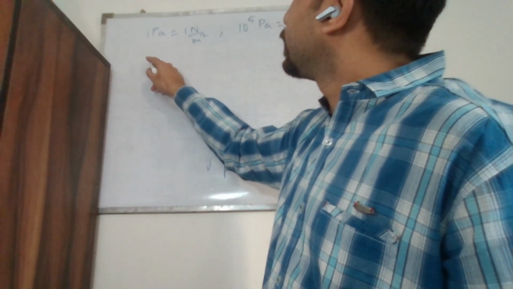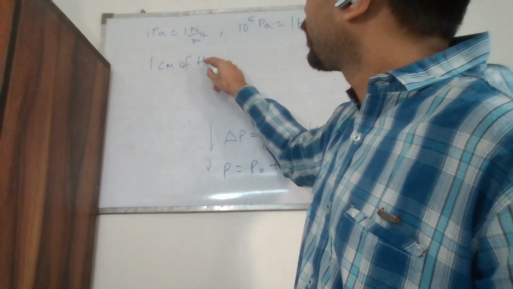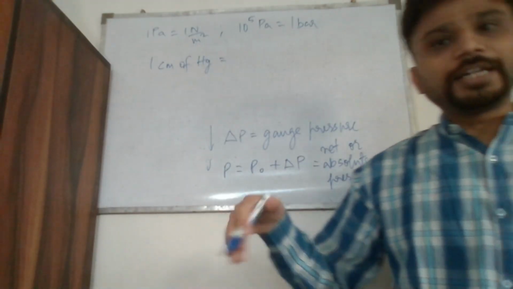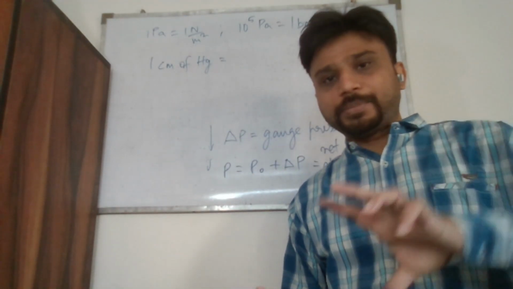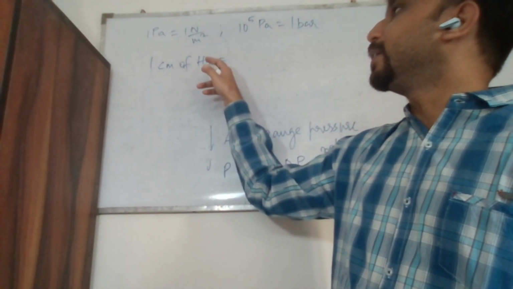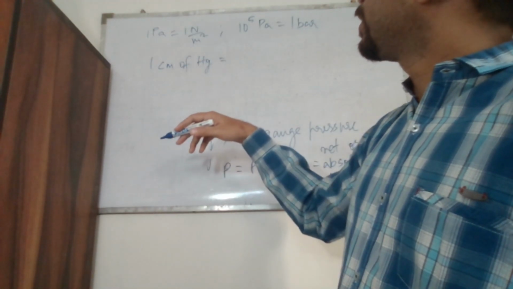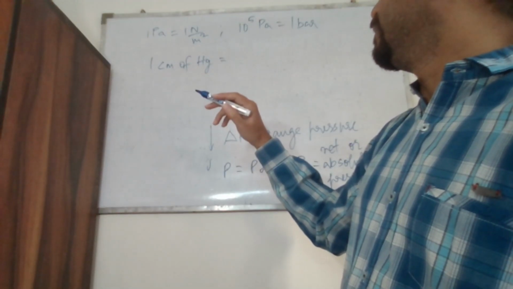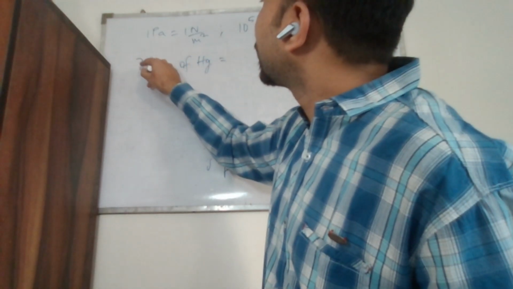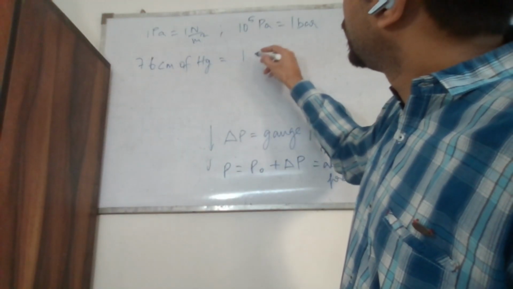Then we have 1 centimeter of mercury. This is basically related to a particular depth of a fluid. That is, 1 centimeter depth of mercury represents this much pressure. So this is 1 centimeter of mercury, and this is also a unit of pressure. We say 76 centimeter of mercury is equal to 1 atmosphere.